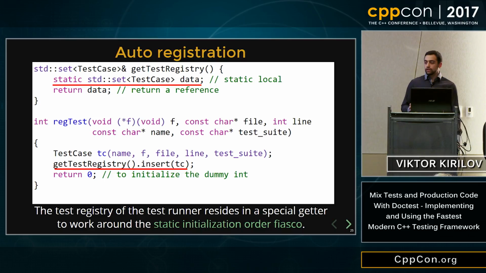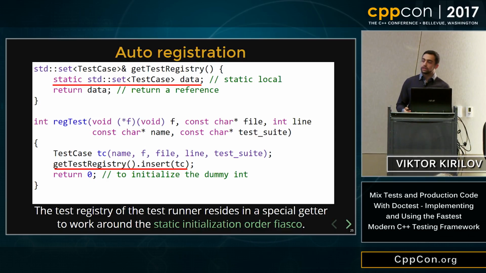So when we call rec test, we need to insert this test case in some registry. But where does that test case registry live? If we just make it a global variable where the test runner is implemented, we don't have any guarantees that it's already initialized. So in C++, there's this thing called the static initialization order fiasco. In one translation unit, you have guaranteed by the standard that all globals are initialized from top to bottom. But between separate translation units, there are no guarantees.